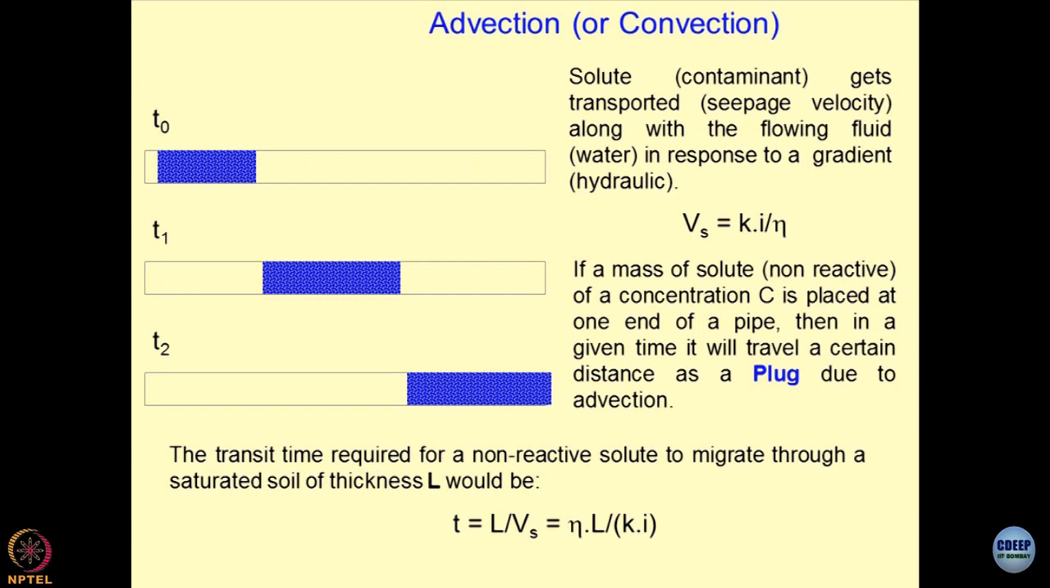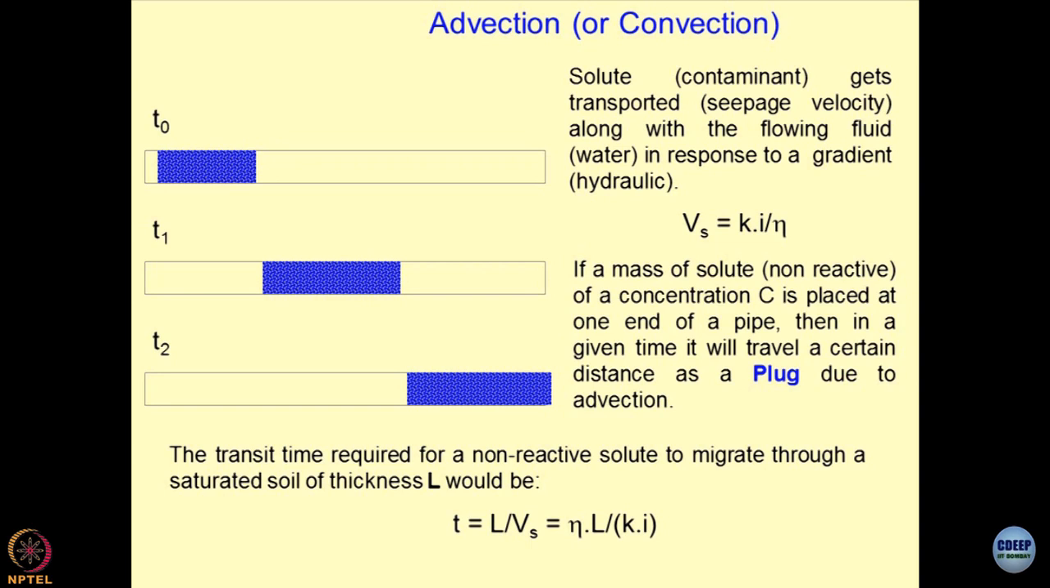So we define seepage velocity as equal to hydraulic gradient multiplied by hydraulic conductivity, divided by the porosity of the porous media. Now this is where I can answer your question, that what we are assuming here is that the solute and the porous media both are conservative. So it is a simple situation where you are talking about flow through, let us say, a perfect glass tube, and the contaminant or solute is, let us say, a conservative salt, which is not going to react with the walls of the tube or the soil particles.